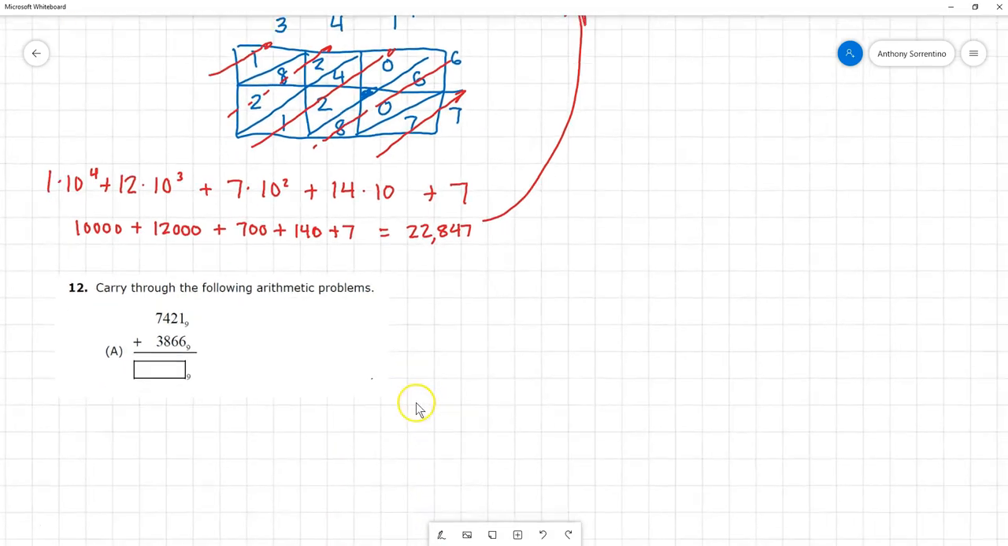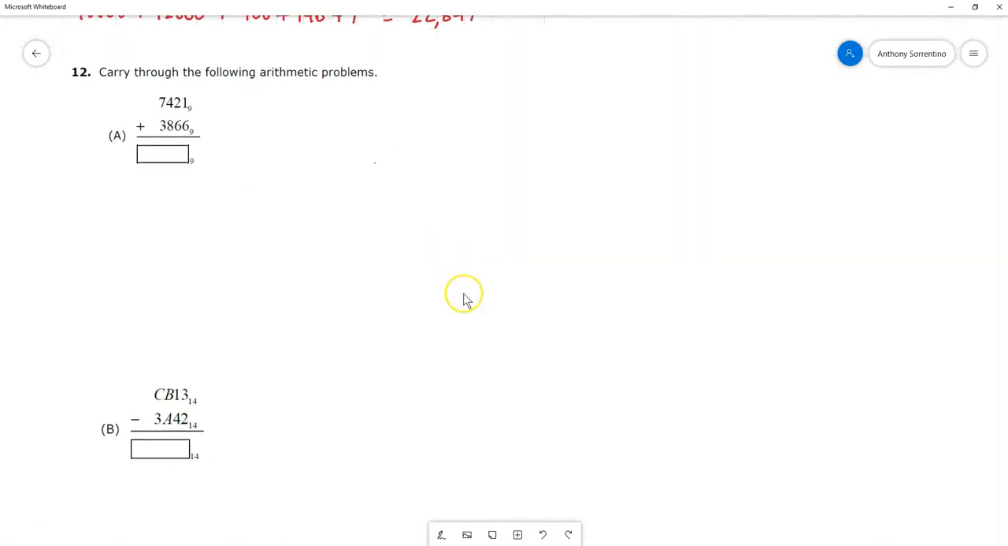Next, computation with different bases. Now, you should be able to do the addition, subtraction, multiplication, and division with one.